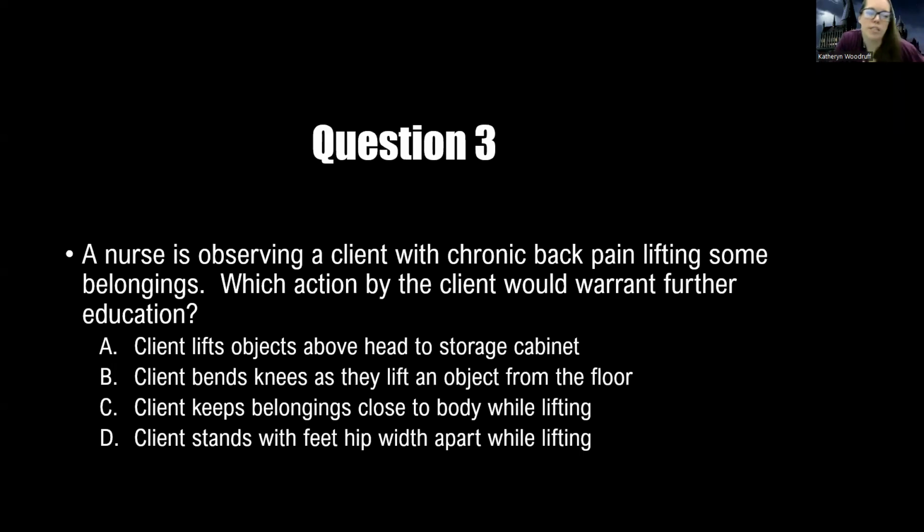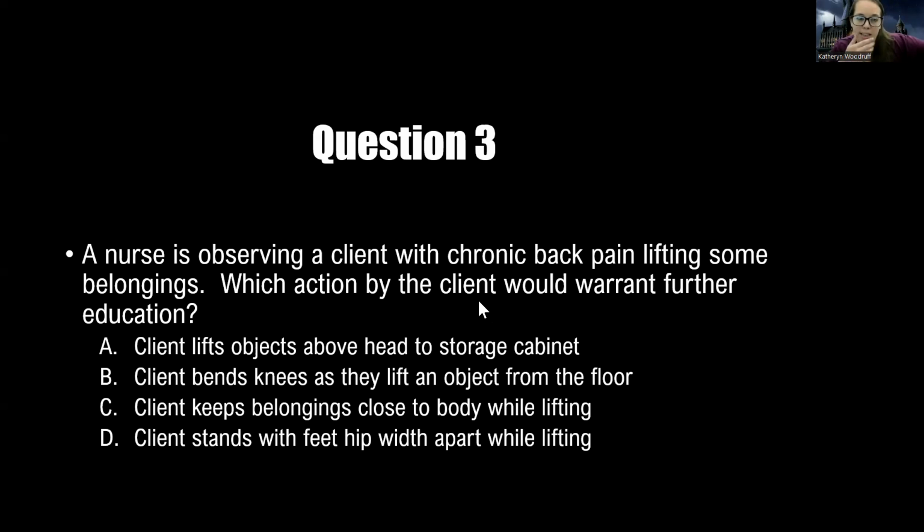So it says a nurse is observing a client with chronic back pain lifting some belongings. Which action by the client would warrant further education? We have to first look at the disease process, chronic back pain, and what's going on. They're lifting some belongings, so pretty much this is asking about appropriate body mechanics for a patient.